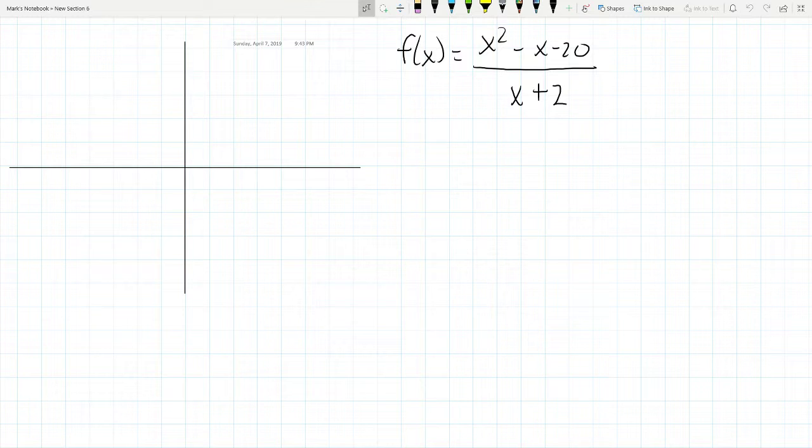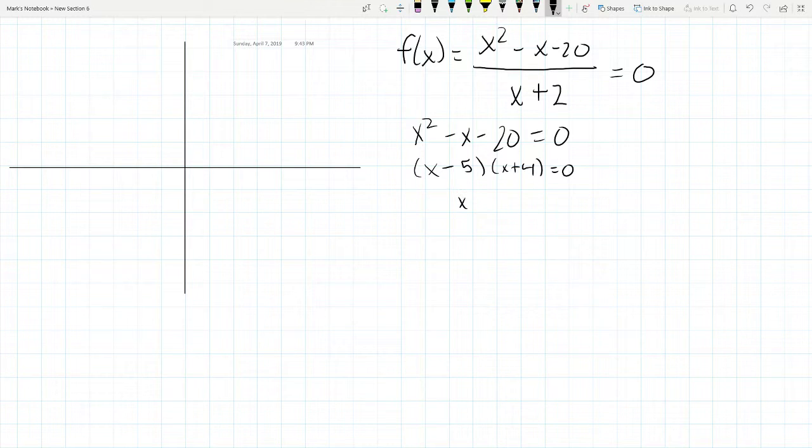So we'll go ahead and jump right in, and we'll just start off easy finding the x and y intercepts again. So to find the x-intercepts again, set this function equal to 0, which is the same as setting the top equal to 0. And we'll just go ahead and factor that, and we'll get x minus 5 times x plus 4 is equal to 0. So then we get x equals negative 4 and x equals 5.